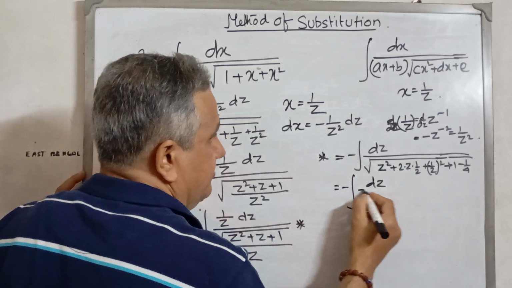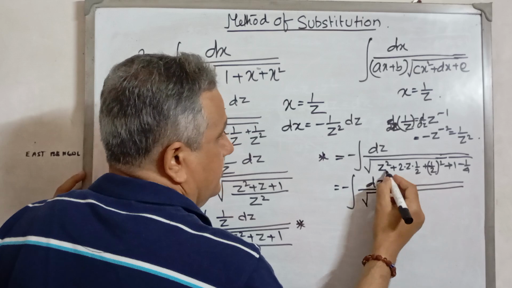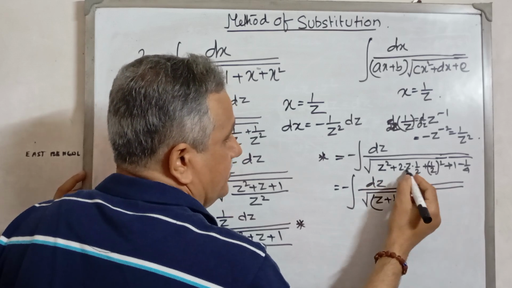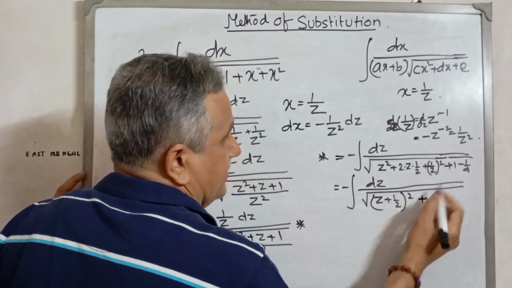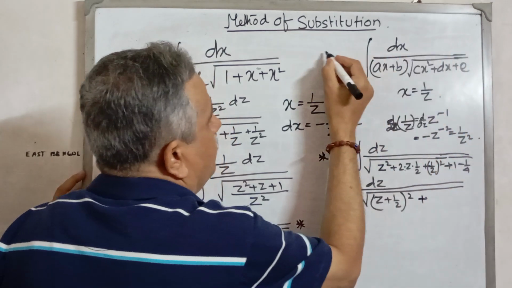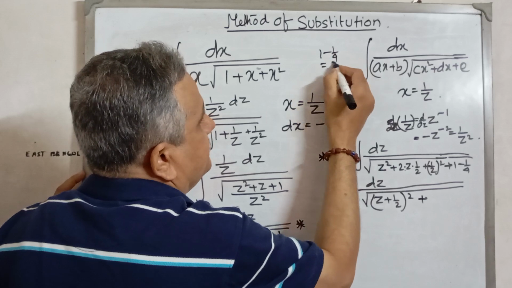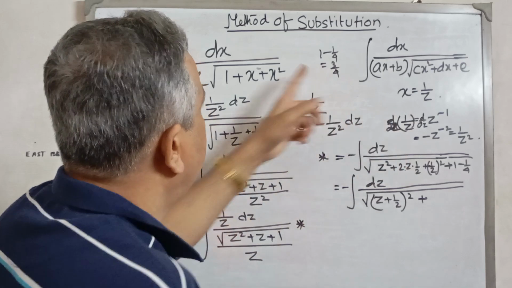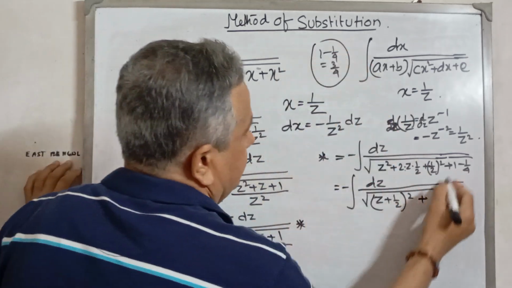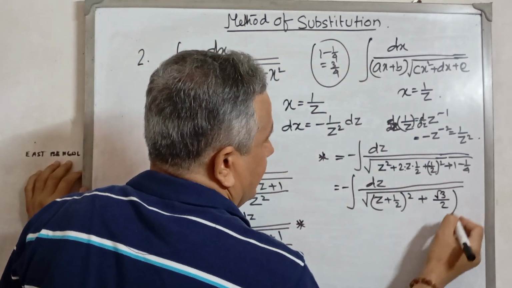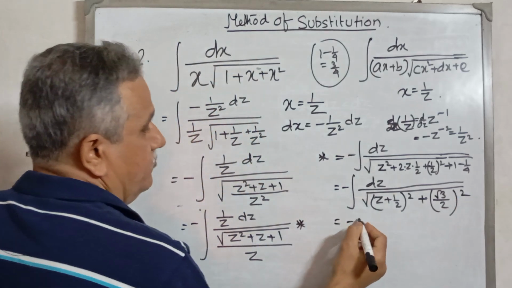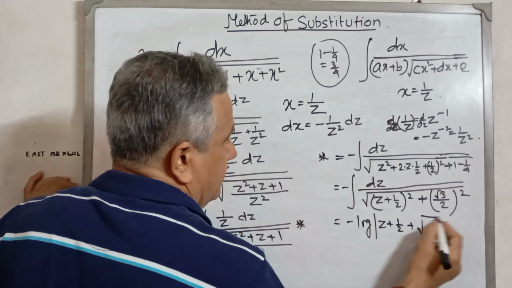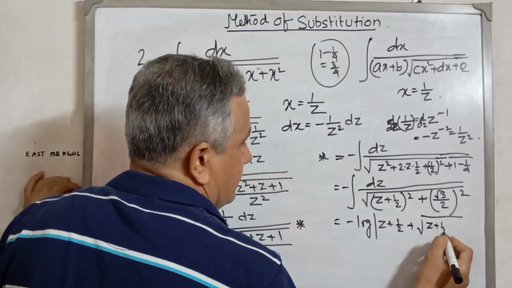Now it becomes dz by root over (z plus half) whole square, using a square plus 2ab plus b square, plus 1 minus 1 by 4. 1 minus 1 by 4 is 3 by 4. So it can be written as root 3 by 2 whole square. Now using the formula: the formula is log of x plus root over x square plus a square.